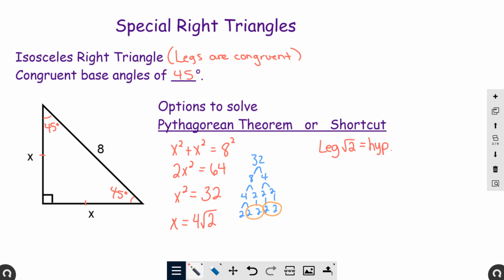Okay, so this is our shortcut that we're going to use with this triangle. Now, with this one, it might seem a little bit longer because in this picture, we know the hypotenuse. The leg is actually x. So it's x times the square root of 2 equals 8. And what we want to do is solve for x. So what would we do to get x by itself?